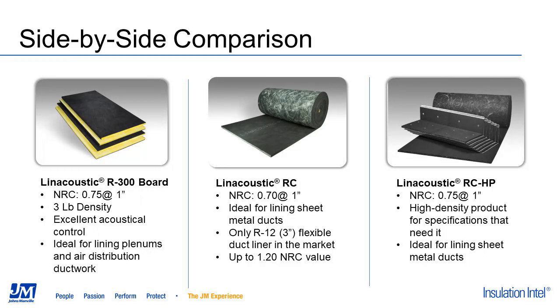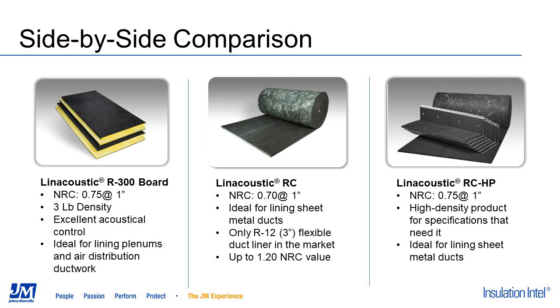The glass mat facing on R300 is treated with a permacoat, which is JM's EPA-registered antimicrobial coating designed to protect the product from damage. Also, R300 is an excellent solution for applications that may be prone to more physical abuse.